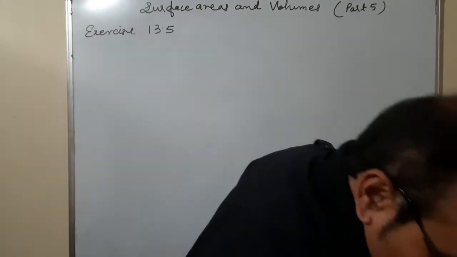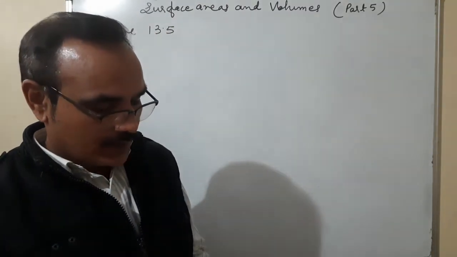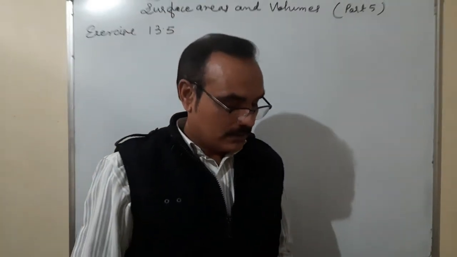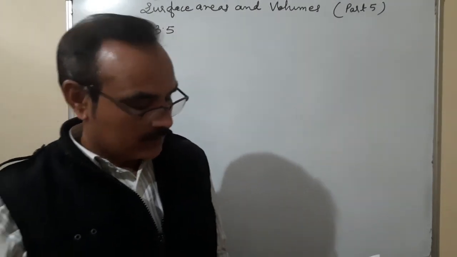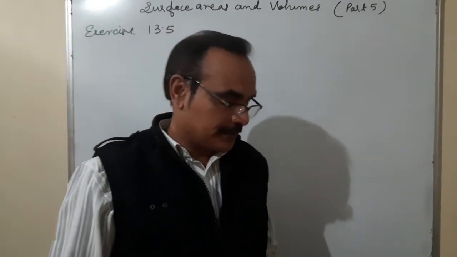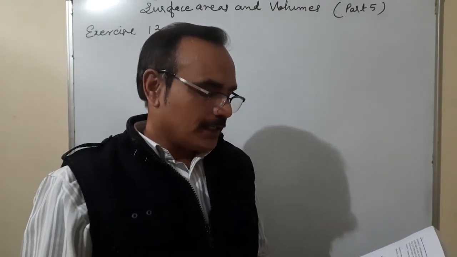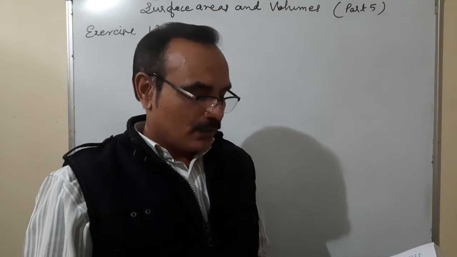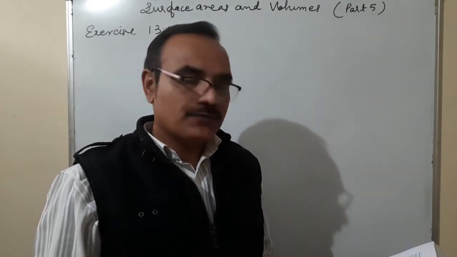After this question we are taking two questions, 8 and 9. Question 8: A solid cube of side 12 centimeter is cut into 8 cubes of equal volume. What will be the side of a new cube? Also find the ratio between their surface areas.